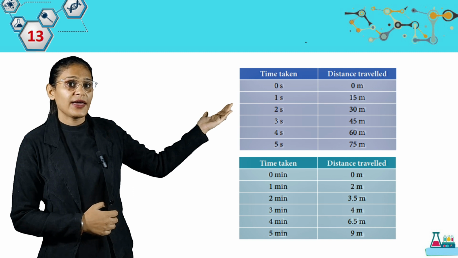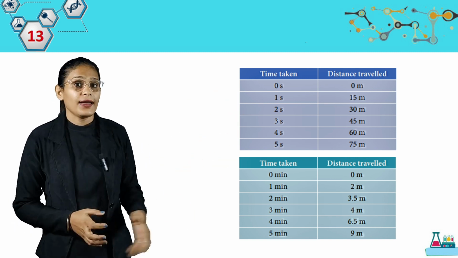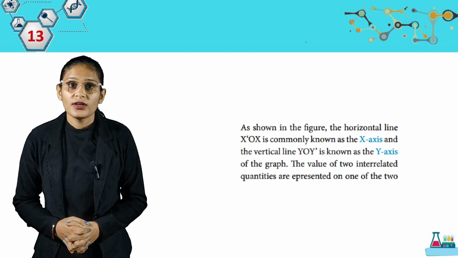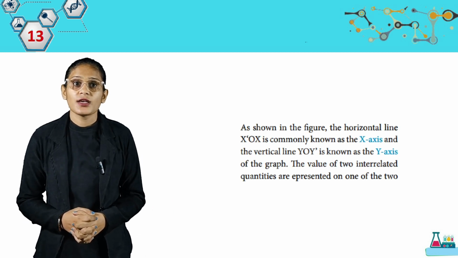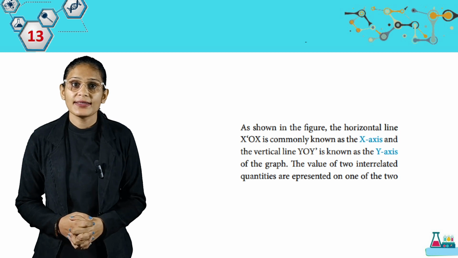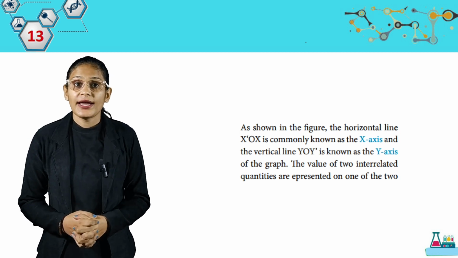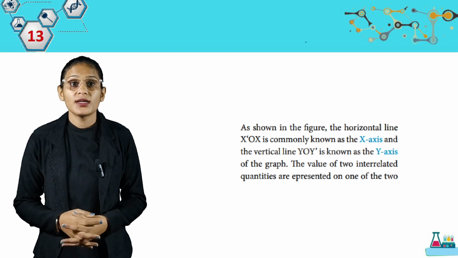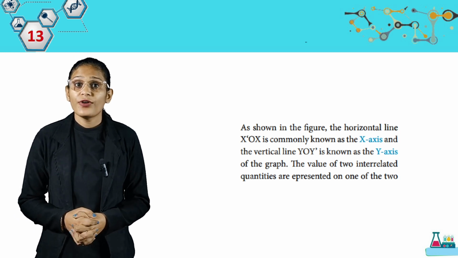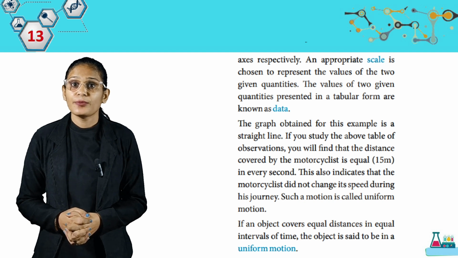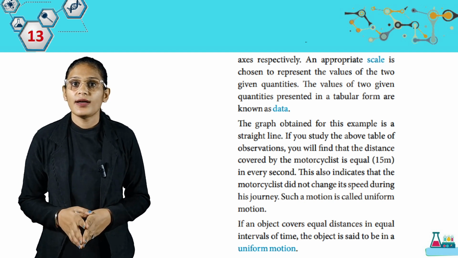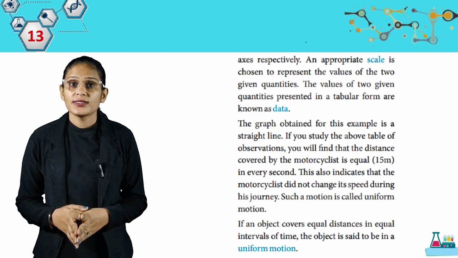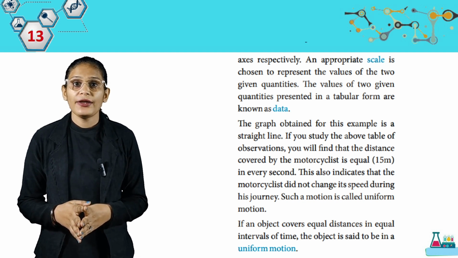Students, look at this table. We have time taken, distance traveled. And again we have a table, time taken, distance traveled. As shown in the figure, the horizontal line is commonly known as the x-axis and the vertical line, y or y dash, is known as the y-axis of the graph. The values of two interrelated quantities are represented on the two axes respectively. An appropriate scale is chosen to represent the values of the two given quantities. The values of two given quantities presented in a tabular form are known as data.